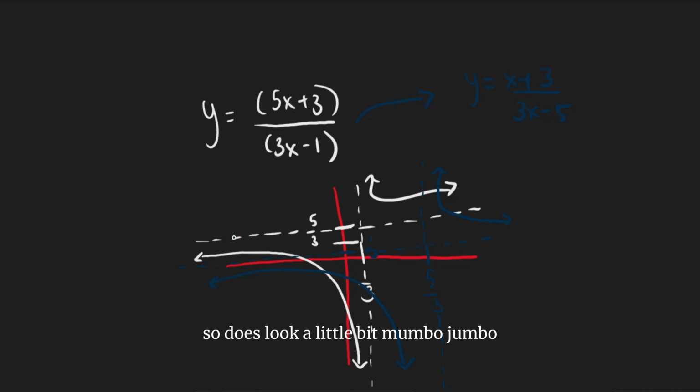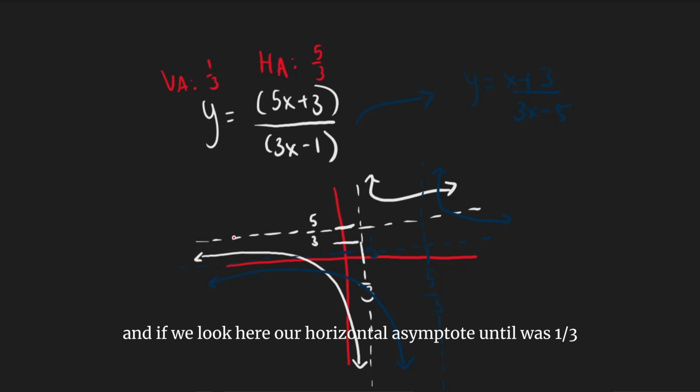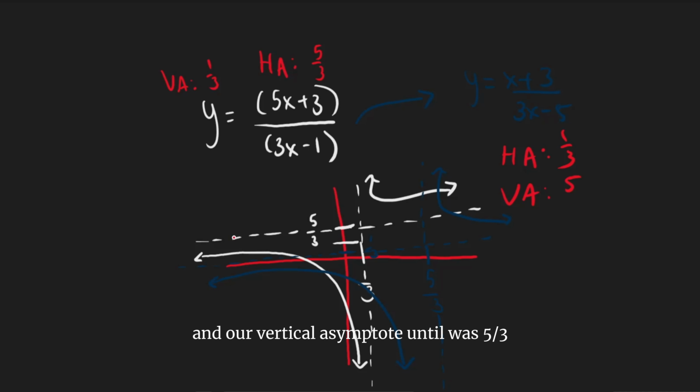So it does look a little bit mumbo jumbo, but this is how you graph the inverse and the original function that you were given. Now, if you notice one thing, our vertical asymptotes and horizontal asymptotes are flipped. As you can see here, our horizontal asymptote was 5/3 and our vertical asymptote was 1/3. And if we look here, our horizontal asymptote was 1/3 and our vertical asymptote was 5/3. So as you can see, these are clearly flipped.